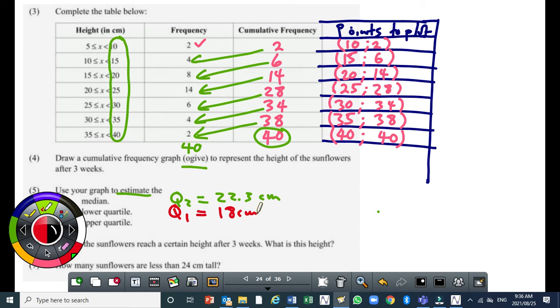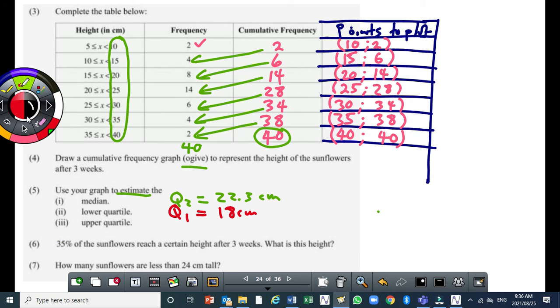So let me give you a question. You have the graph and then there are questions on it. Yes, that's also a possibility. But you have to know how to sketch it first.